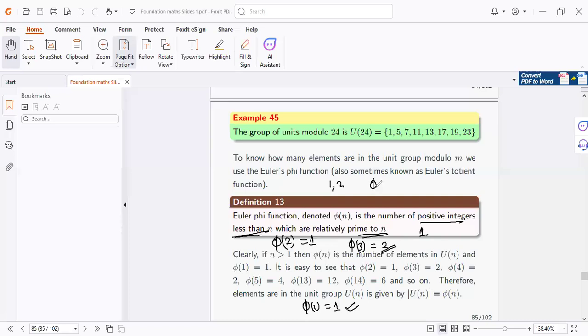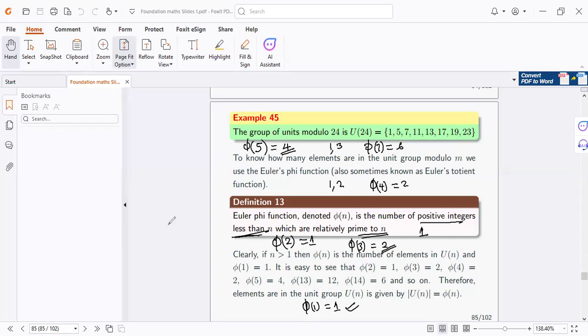What about Euler-Phi of 4? How many numbers are there? We have 1, and then we have 3. So there are 2. What about Euler-Phi of 5? 5 is now a bigger number. I don't need to list them. I only need to know that it is a prime number, so it's p minus 1. What about Euler-Phi of 7? I only need to know that 7 is a prime number. So the Euler-Phi of 7 would be 6. That is 7 minus 1.